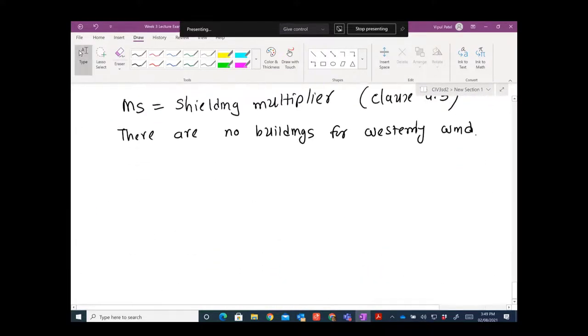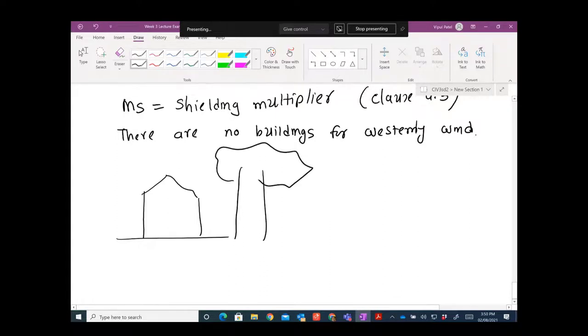Now look, someone might say, what about the trees? If I have a house and there are big trees, what will I do? Look, the trees we can't consider as shielding. Someone will come and cut the trees. This is typical. So generally, trees are not considered as a shielding multiplier.